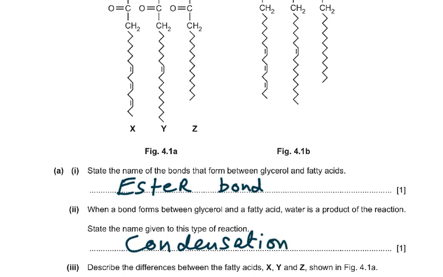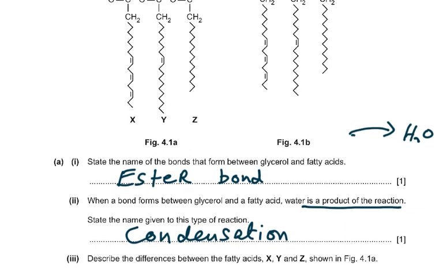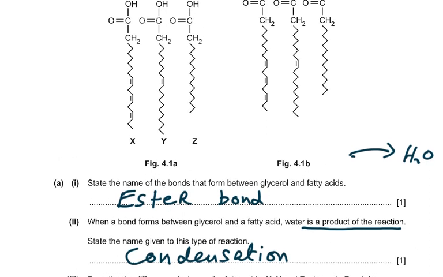Everybody must be very clear on hydrolysis and condensation. So when water is a product of this reaction, when water comes out of the reaction when a bond is formed, that is called condensation. Describe the differences between the fatty acids X, Y, and Z. So you're only asking for this X, Y, and Z.